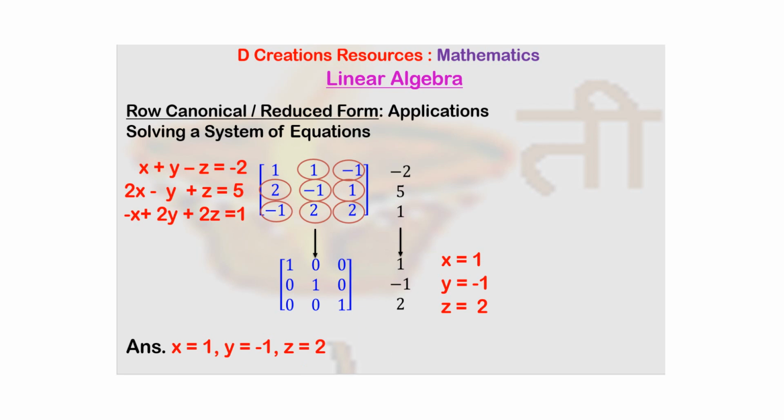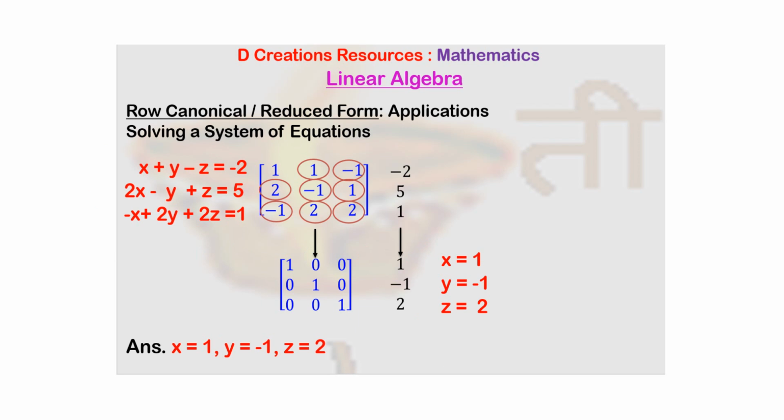So the answer here for this system of equations is this 1, minus 1, 2, the column vector that we obtained when we performed the same set of row operations that we had performed on the coefficient matrix here and led to a row canonical form, basically the unit matrix. So this is a quick example of application of row canonical form or reduced form where we are solving a system of equations.